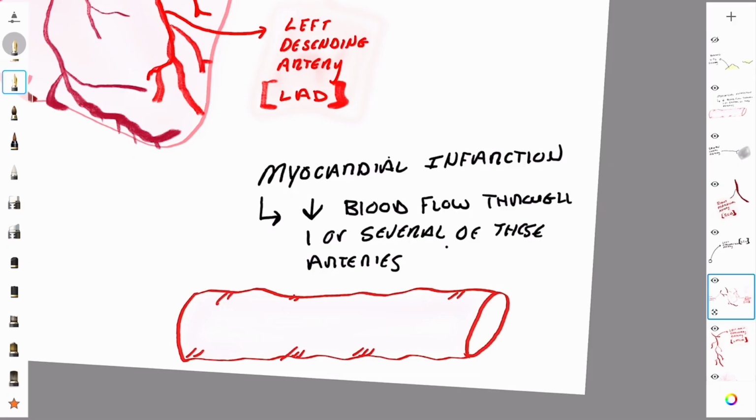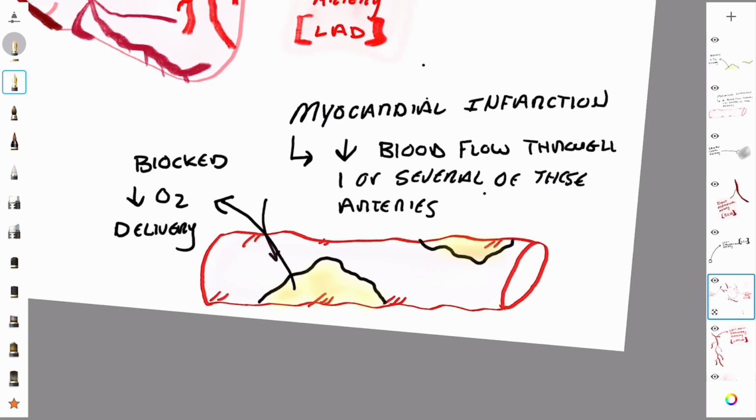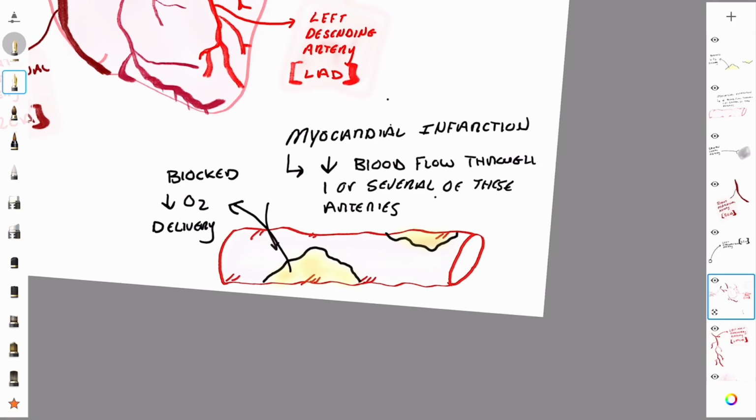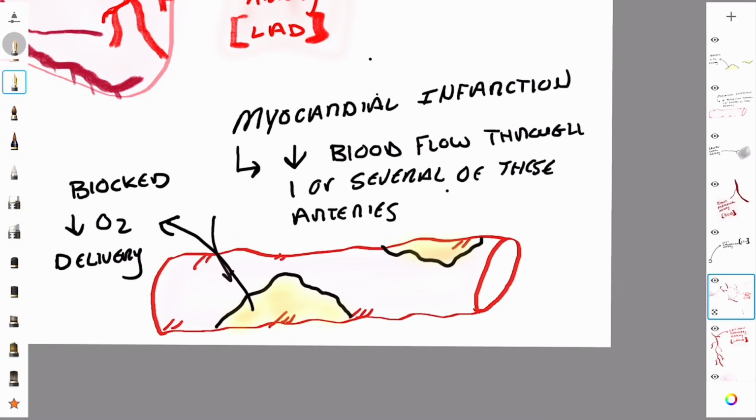So if I have an artery right here, we're asking, what are the things that might be causing blockages? There's a bunch of different things that can cause blockages. The most common one is, you've guessed it, plaque, right? So here you can see in these arteries that we have blockages.